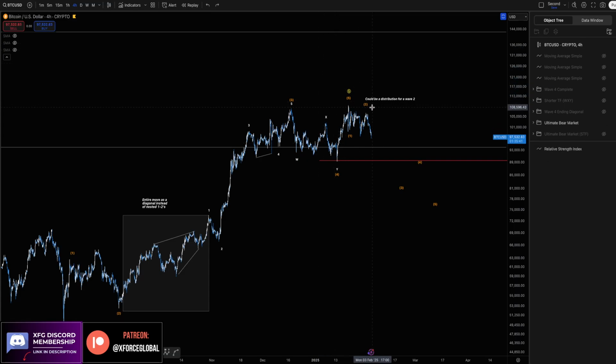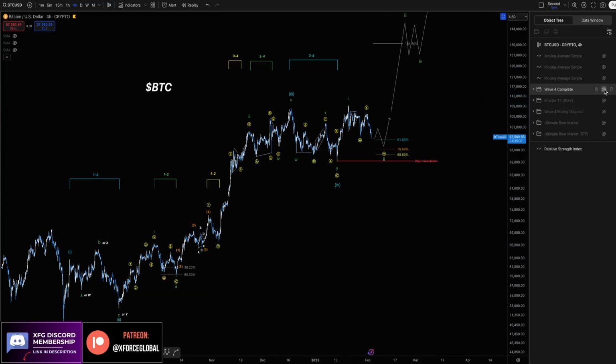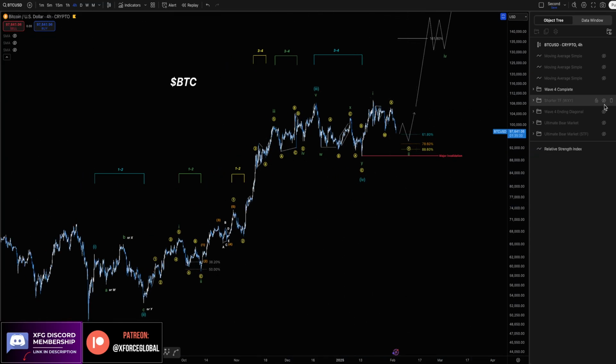So how do we figure this out? Now, before we go into the shorter time frame of this, let's go back to our primary scenario, since we didn't invalidate this level just yet. So how can we create this larger wave 1, 2, where we're still working above this major invalidation level, as we are now about to reach the 61.8% or that major important Fibonacci level?